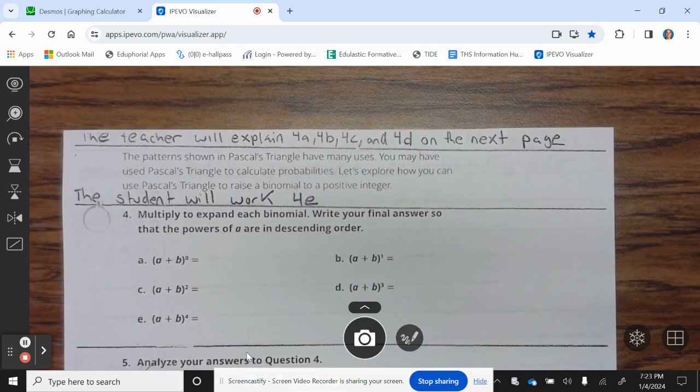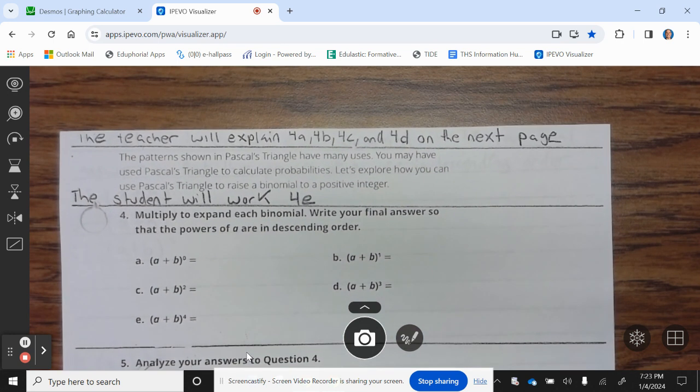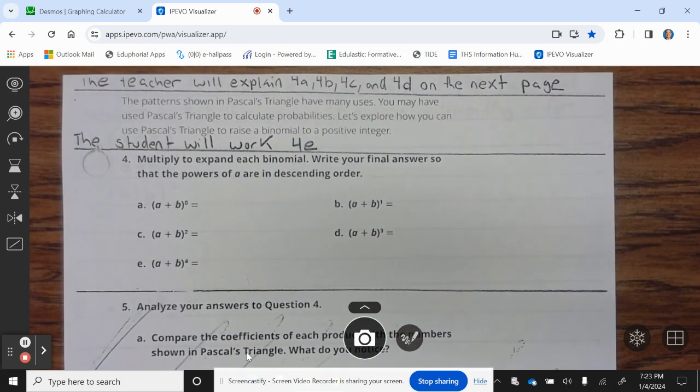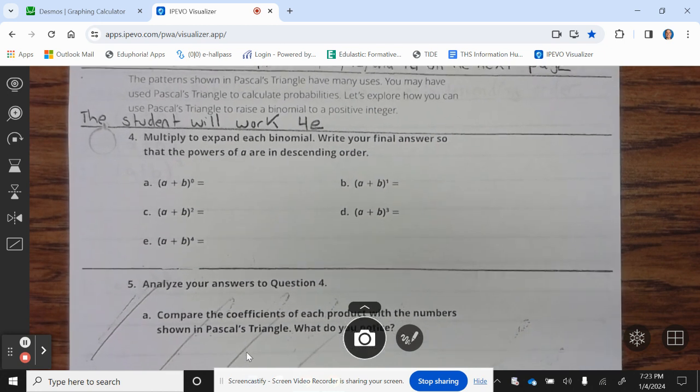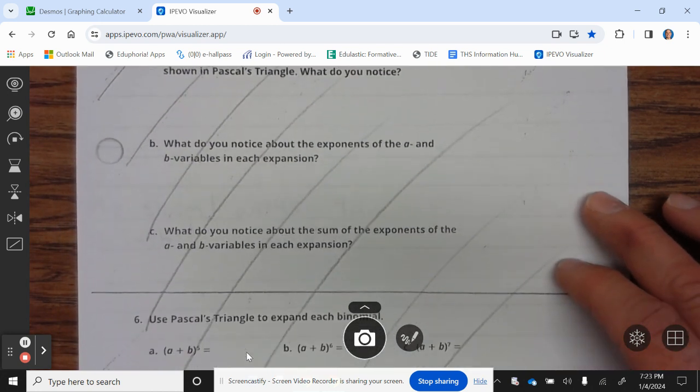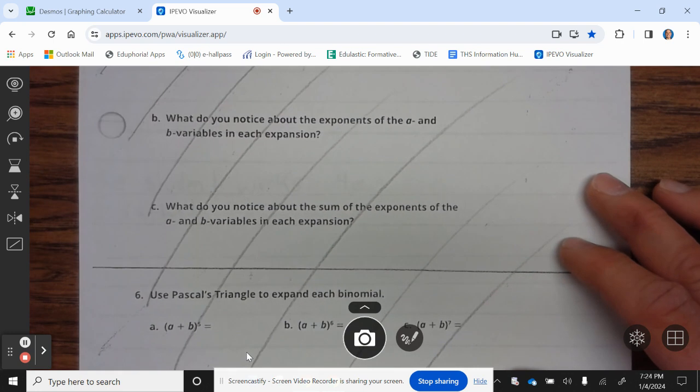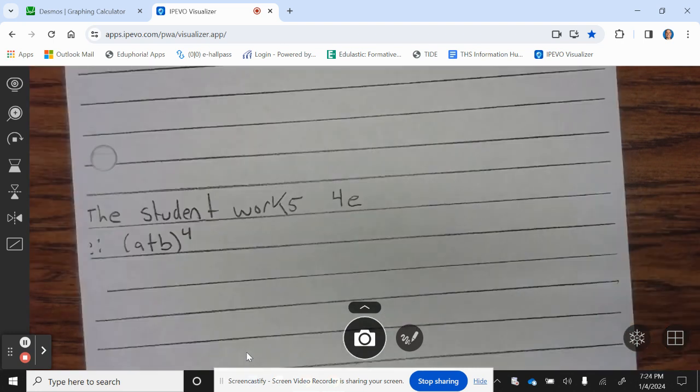All right, the teacher explained 4a, 4b, 4c, and 4d on the next page. The patterns shown in Pascal's triangles have many uses. You may have used Pascal's triangles to calculate probabilities. Let's explore how you can use Pascal's triangle to raise a binomial to a positive number. The student will work 4e. And we're going to go and mark off this section and that section. All right, let's take a look at the next page.